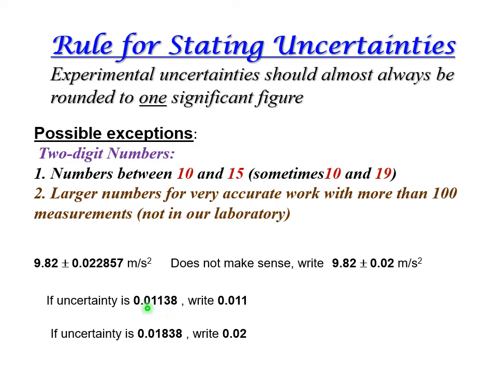Now, if uncertainty is 0.1138, you retain 11. But if it's 1.838, you write 2. Well, some people will write 18, if they are using this rule. I never use that.